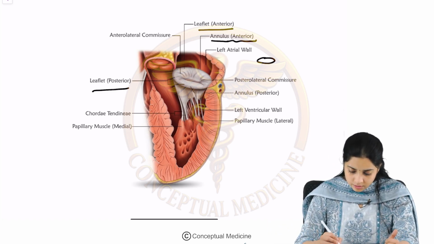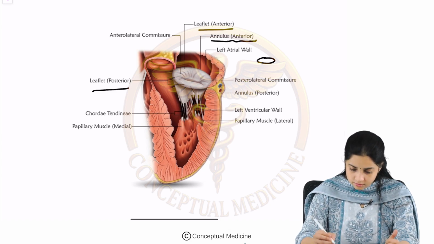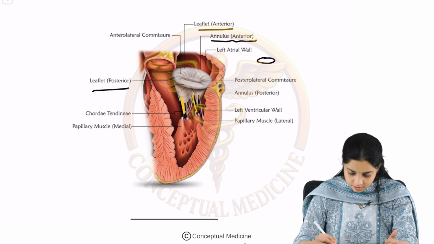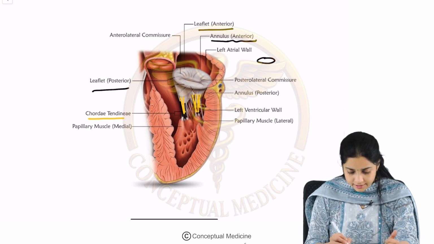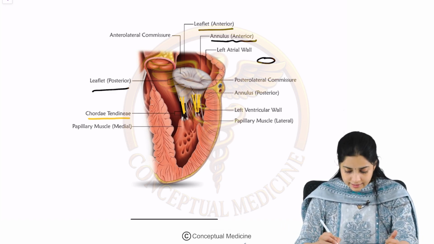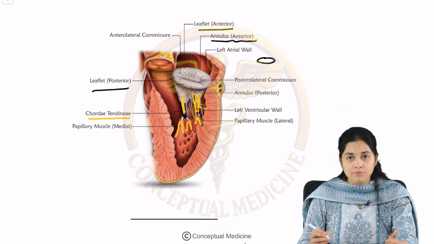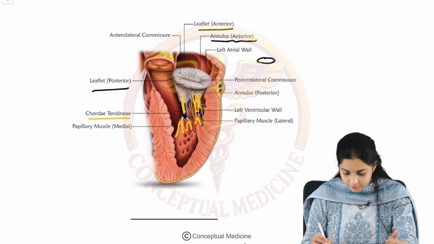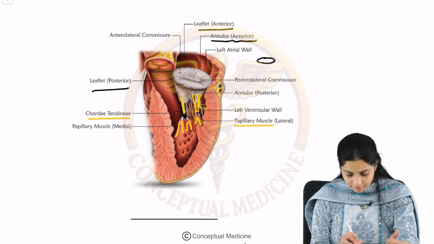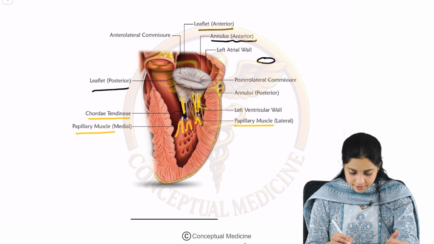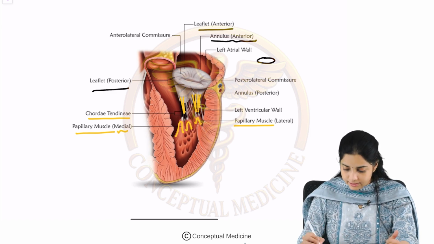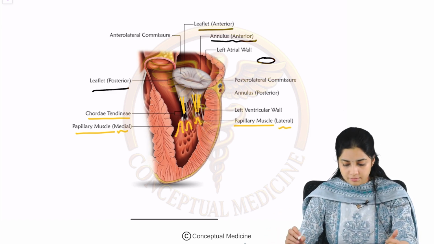ventricle. The mitral valve is attached by these thread-like structures that we can see here. These thread-like structures are what we call the chordae tendineae. The chordae tendineae then attach themselves to these finger-like projections, which are projections from the LV itself. These are what we call the papillary muscle. The papillary muscles can be classified as the medial and the lateral papillary muscle.